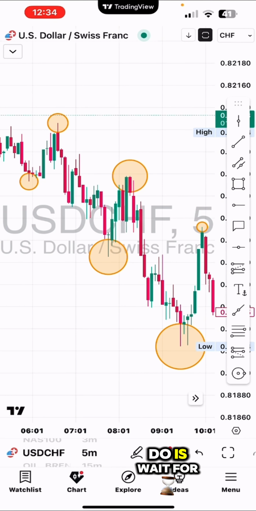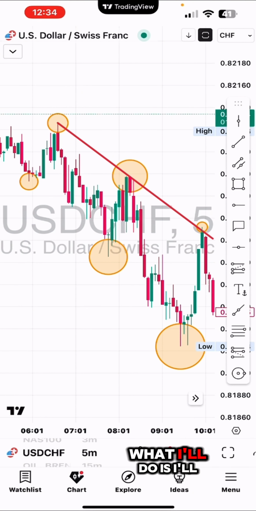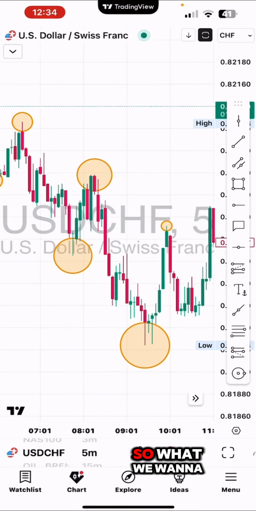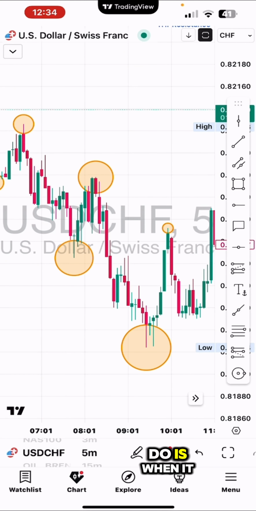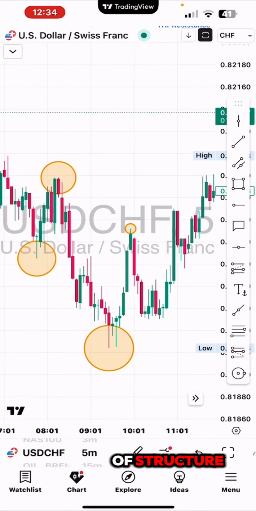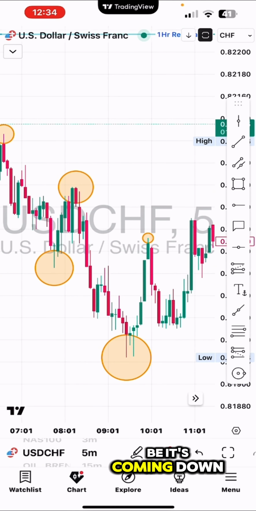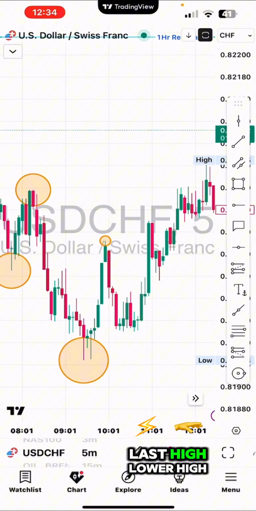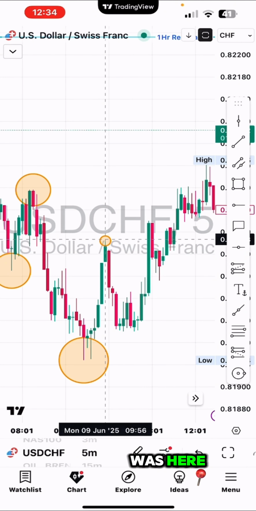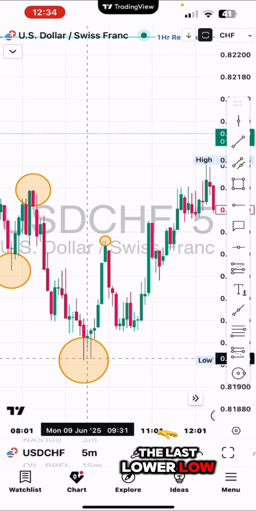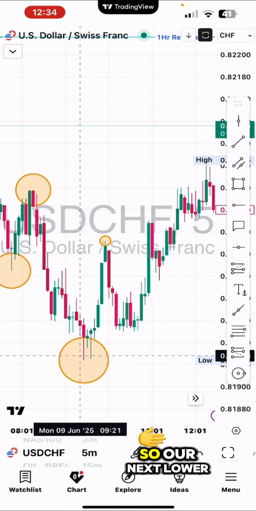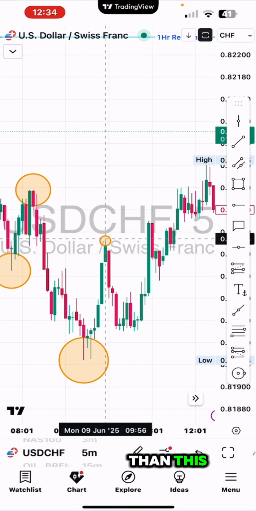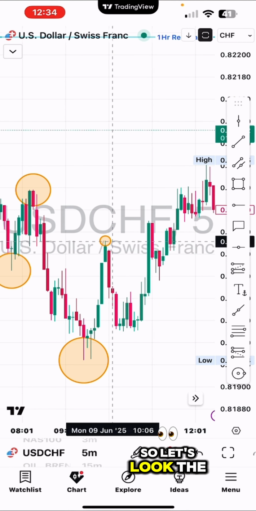Then what you want to do is wait for break of structure. So in fact, what I'll do is I will delete them. I'll use a different one. So when it says wait for break of structure, it's coming down. Now we know the last lower high was here. The last lower low was here. So our next lower low needs to be higher than this, and our next higher high needs to be higher than this. So let's look.